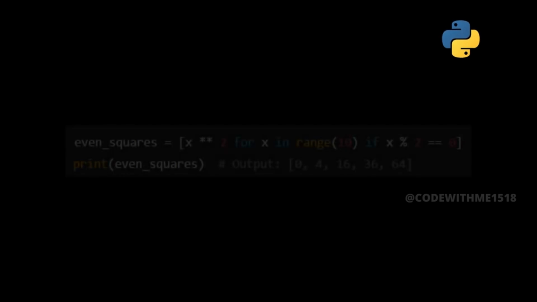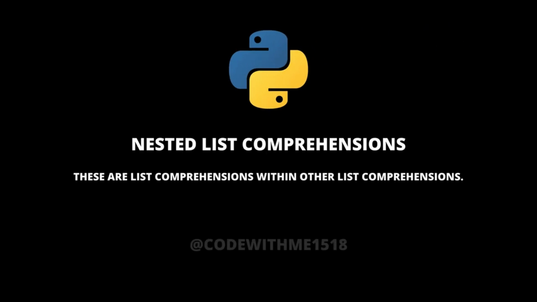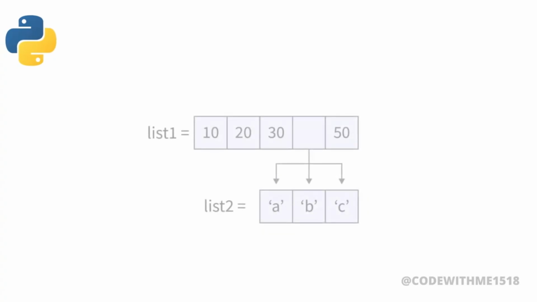Now, let's add a condition to filter data. Here, only even numbers are squared and included in the list. This shows how you can filter data using list comprehensions. Next, let's explore nested list comprehensions. These are list comprehensions within other list comprehensions.